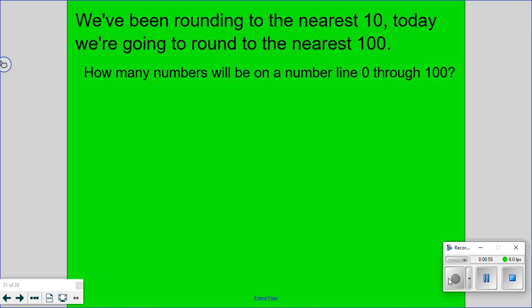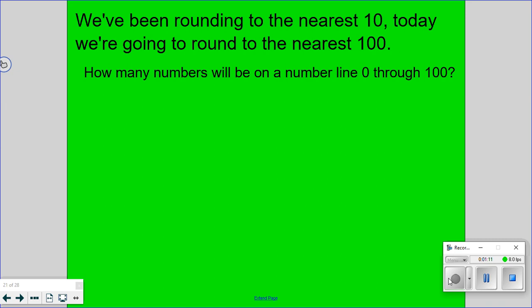The answer's not on that page. You need to turn the page to figure out how many numbers were on a number line when we were rounding to the nearest 10 yesterday. Also, please don't skip all those pages.